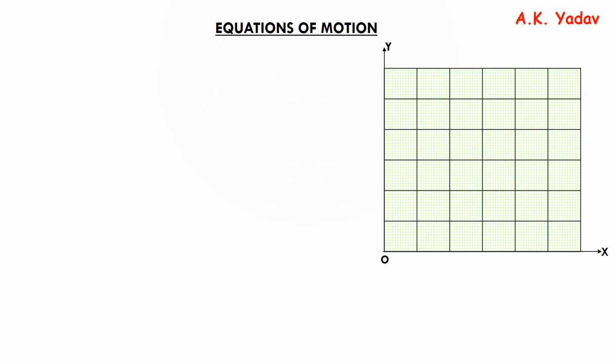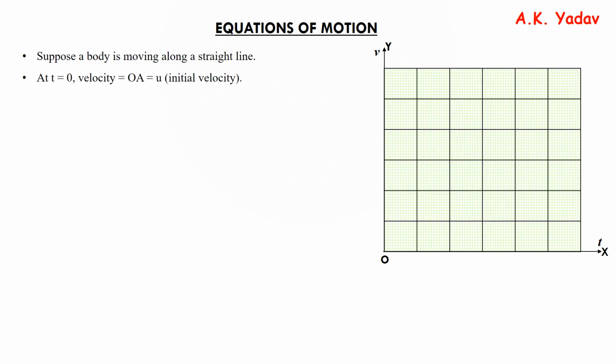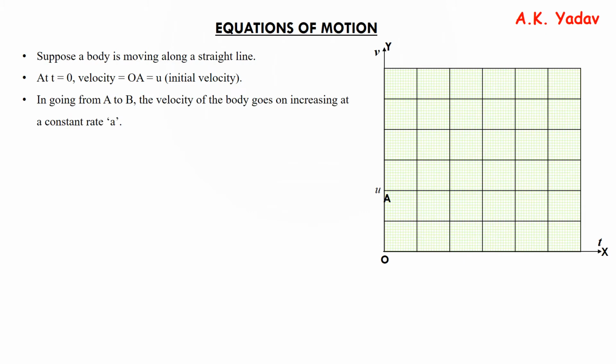So this is the graph given. On y-axis I have taken velocity, on x-axis I have taken time. Let us suppose a body is moving along a straight line. At time t equal to 0, the velocity OA is equal to u, that is the initial velocity. Now in going from A to B, what is happening? The velocity of the body goes on increasing at a constant rate a. So the body moves from A to B with a constant acceleration.